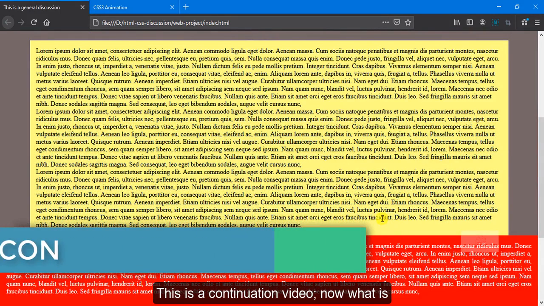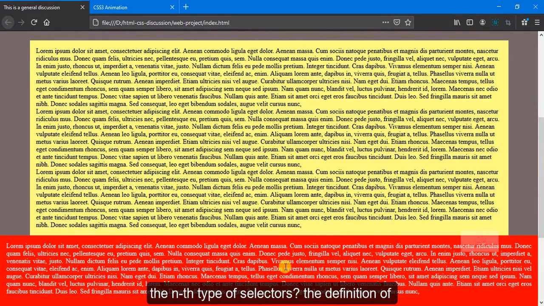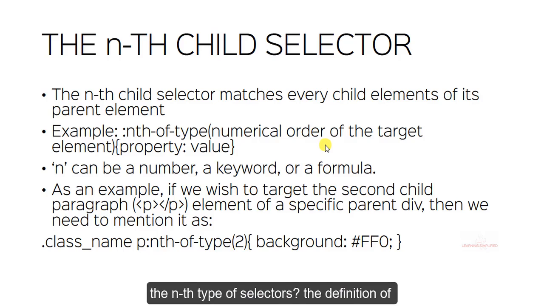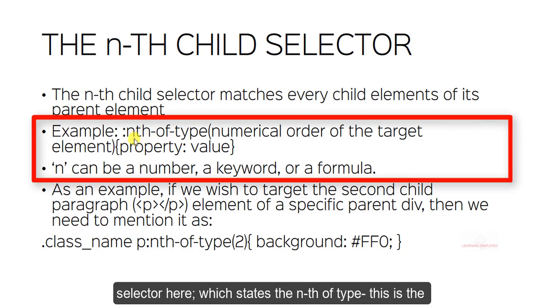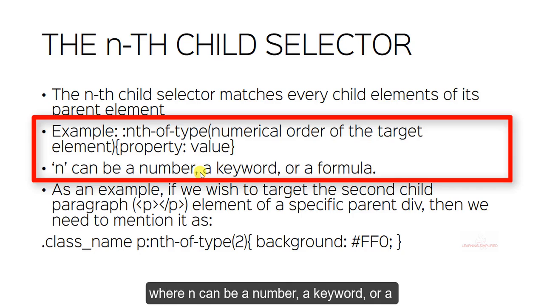Now, what is the nth type of selectors? The definition of the nth child selector is that it matches every child element of its parent element. Like this is the example of the nth selector here, which states nth-of-type, this is the numerical order of the target element property value, where n can be a number, a keyword, or a formula.